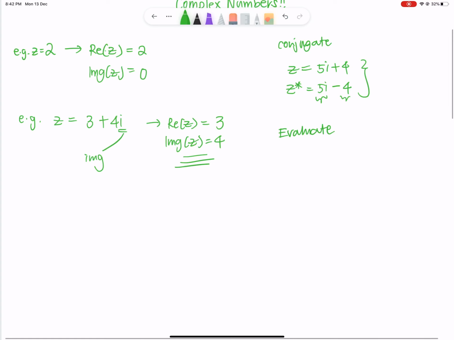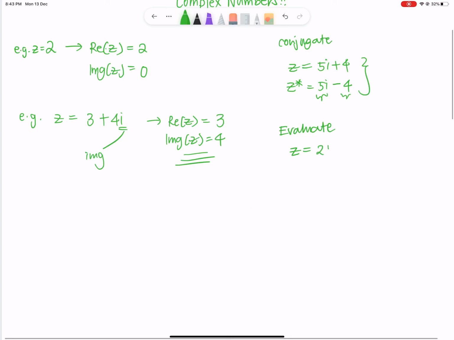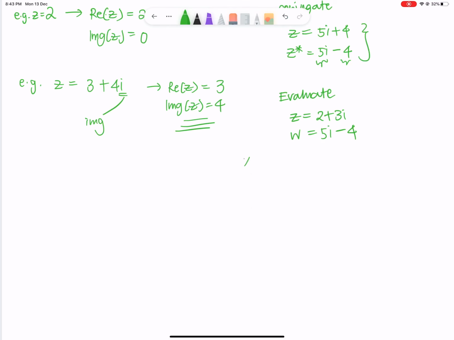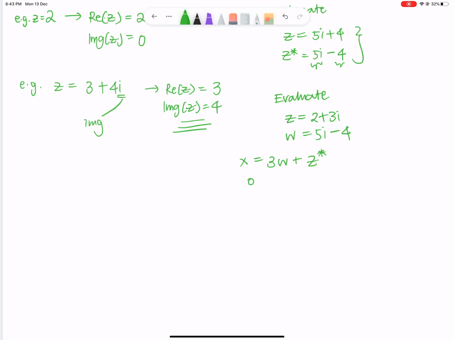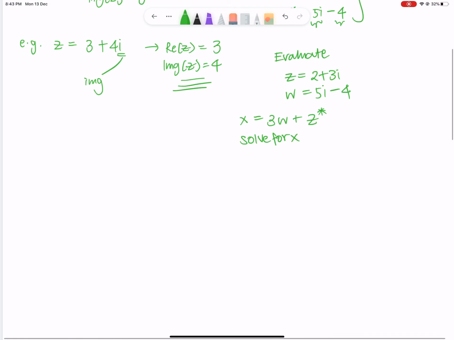Okay, so the main type of question they might ask you is almost an evaluate. Let's say z equals 2 plus 3i and w equals 5i minus 4. They might say x is 3w plus the conjugate of z, and they want you to solve for x. This is really simple, and you want to treat the i, while it might be intimidating, as some sort of algebraic variable just for easiness. So you might want to just substitute those w and z conjugate.